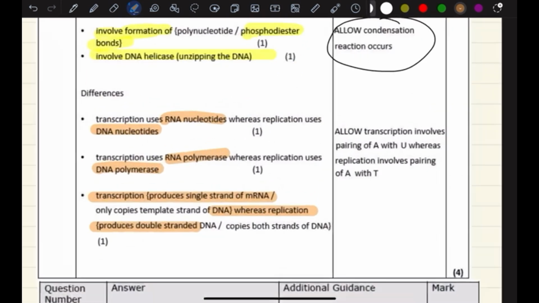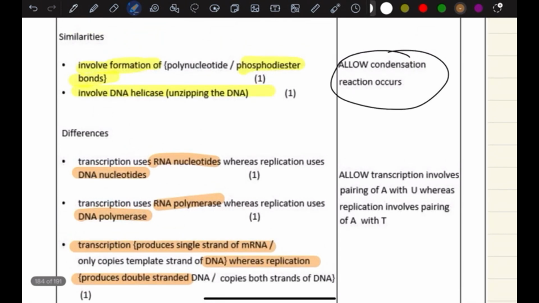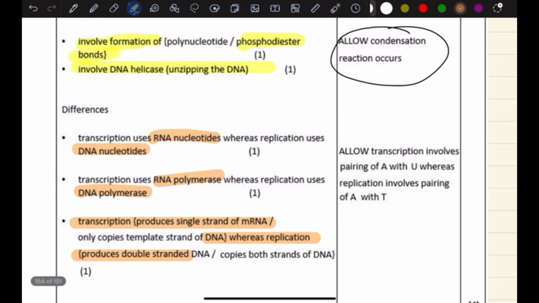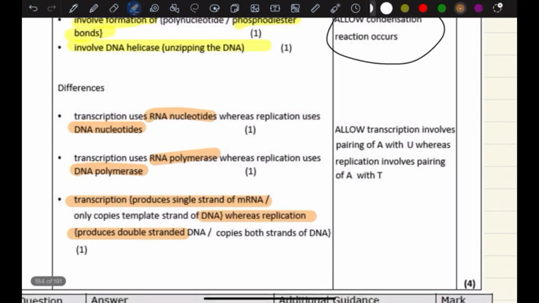So, guys, if you need to remember those points, similarities, you're saying phosphodiester bond formation and DNA helicase. Differences, DNA nucleotide, RNA nucleotide, DNA polymerase, RNA polymerase, and single strand of mRNA versus double stranded DNA. That's the products. Those ones should be fine. I don't know why this is in the allow column, but adenine with uracil instead of adenine with thymine should also be one that you can get.